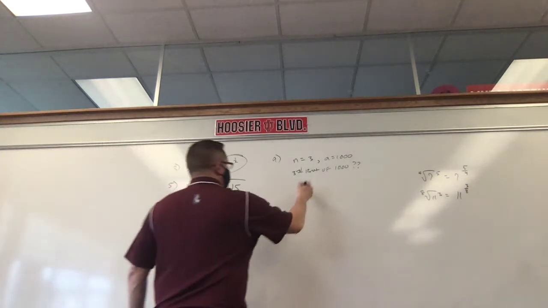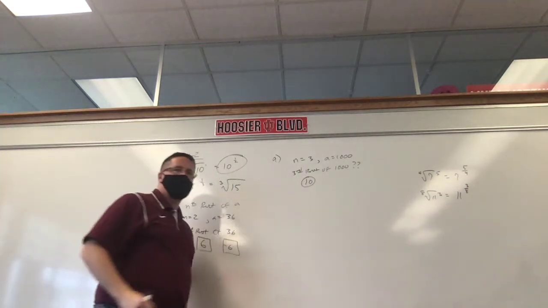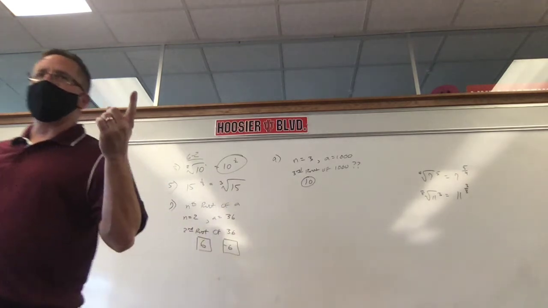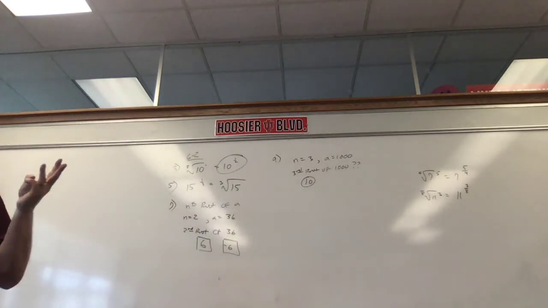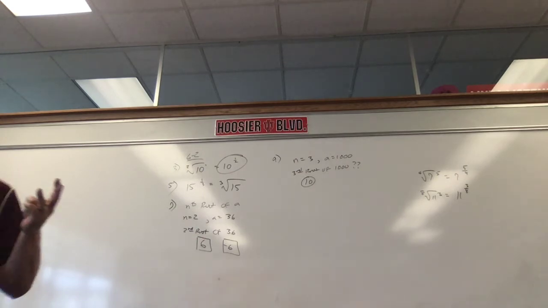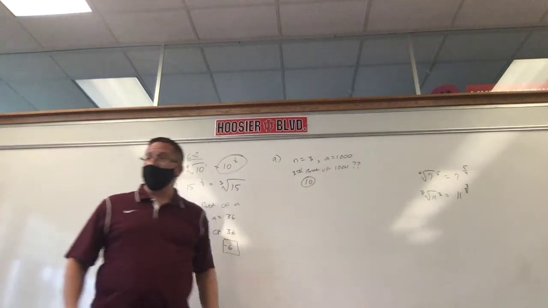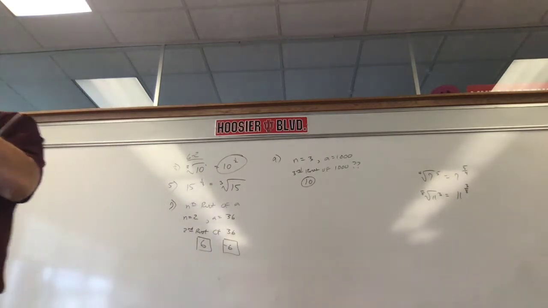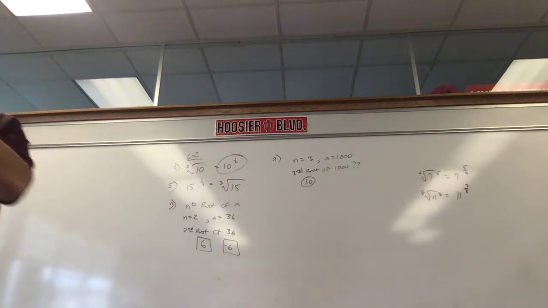Now, is it also negative 10? No. What's negative 10 times negative 10 times negative 10? What are 3 negatives times together? A negative. And we want a positive. So it's just 10, not negative 10, just 10. Because 10 times 10 times 10.